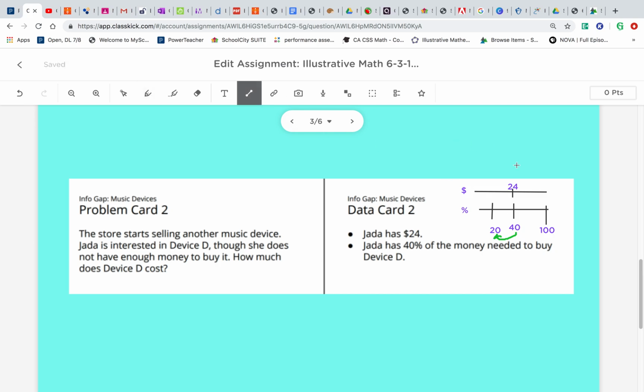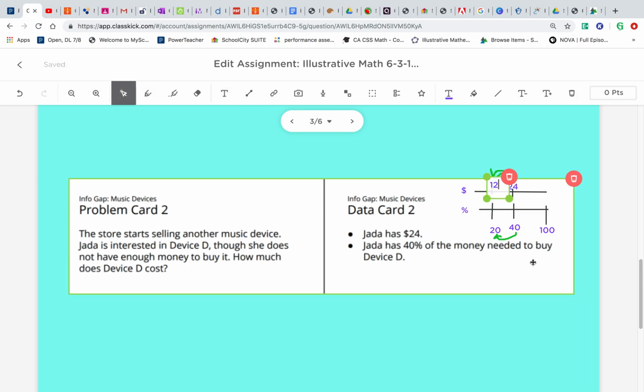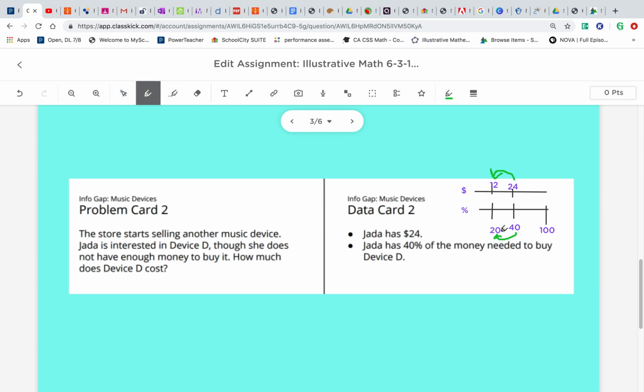So for this next value, I'm going to do the same thing with 24. I have to take this and cut it in half. What's half of 24? It is 12. So we know then that 20% of the cost of device D is $12. We then need to make that jump and get back from 20 all the way up to 100. To go from 20 to 100, it's times 5, right?